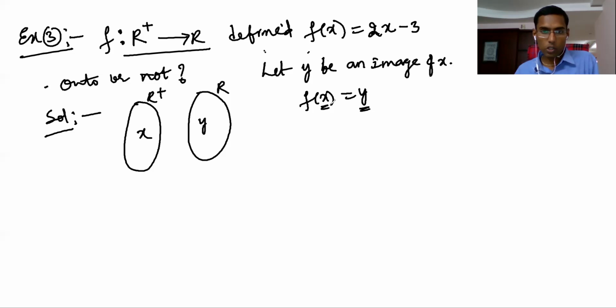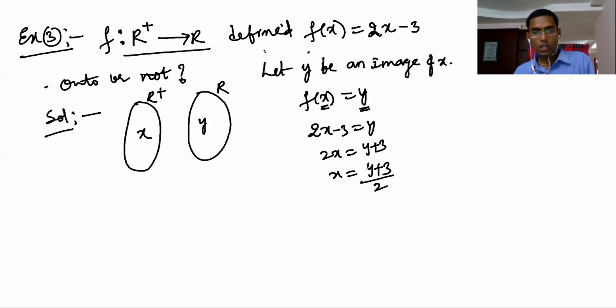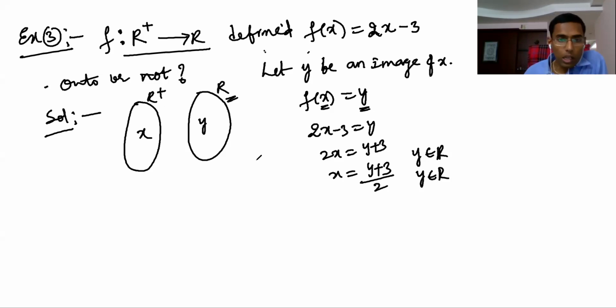What is the image of x? 2x minus 3 equals y. Then 2x equals y plus 3, so x equals (y plus 3) by 2. Now what is y here? Y is any real number. Then y plus 3 is any real number, but here I should get a positive real number. So its pre-image is (y plus 3) by 2. Very simple.